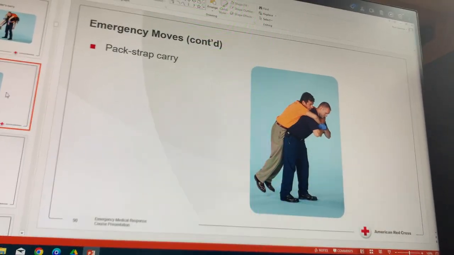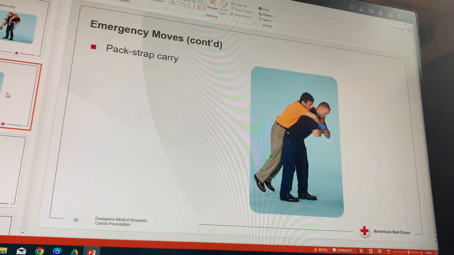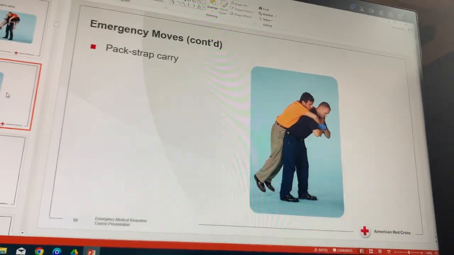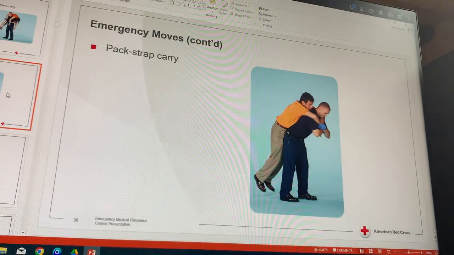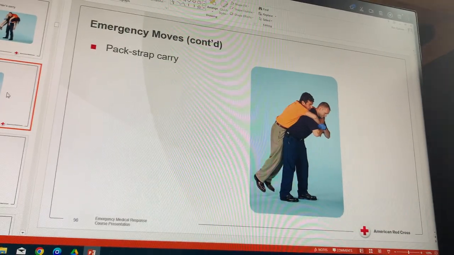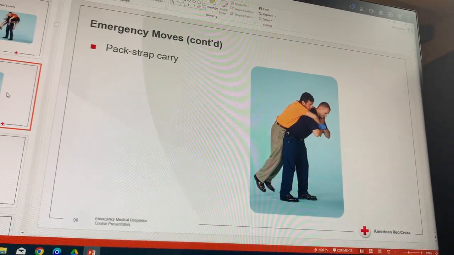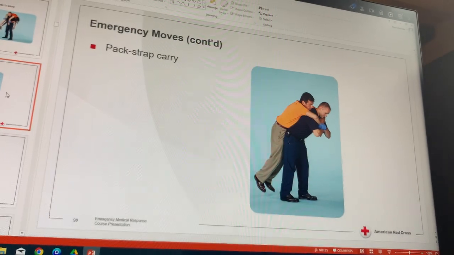Depending on the size of the patient, you may be able to hold both the patient's wrists with one hand. This leaves your other hand free to help maintain balance, open doors, and remove obstructions. This move is not safe for a patient suspected of having a head, neck, or spinal injury.